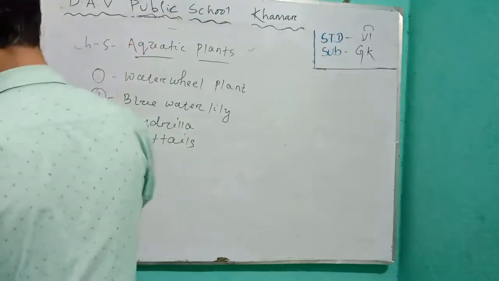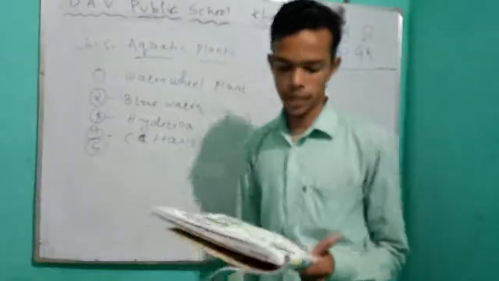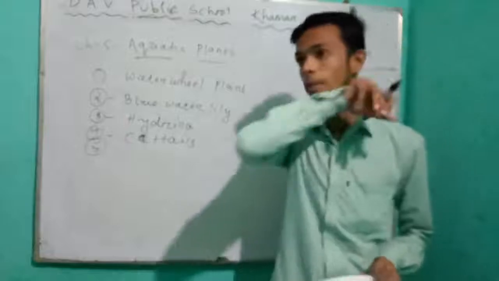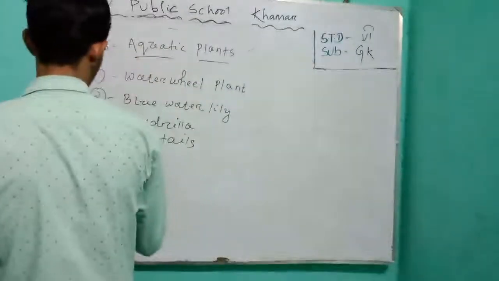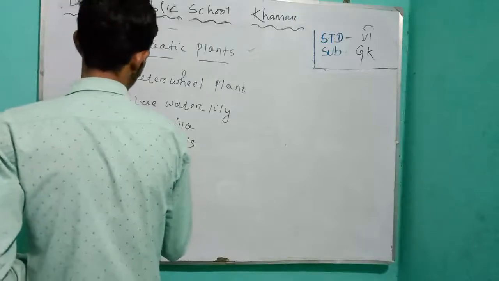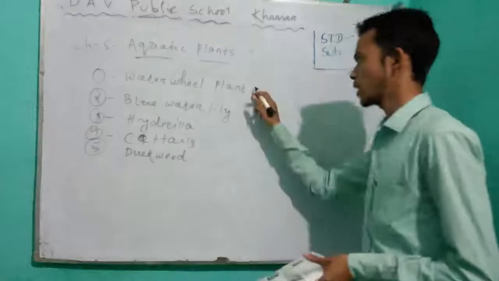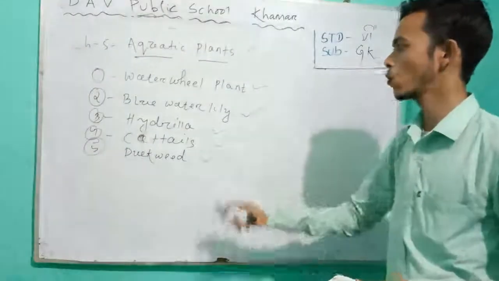Okay, number five, the last one. They make a fast-growing cover over the water surface. The leaves are thick and spread in a textured mat, like a textured mat. What is it? It is duckweed. So the answers are: water hyacinth, blue water lily, hydrilla, cattails, duckweed.